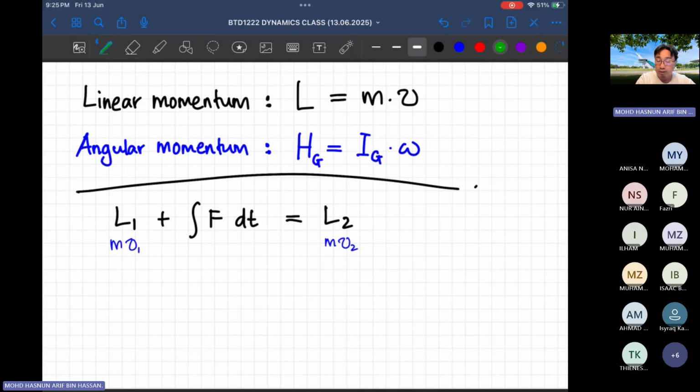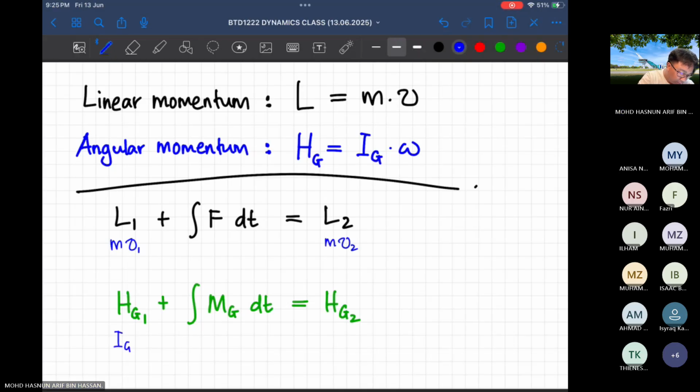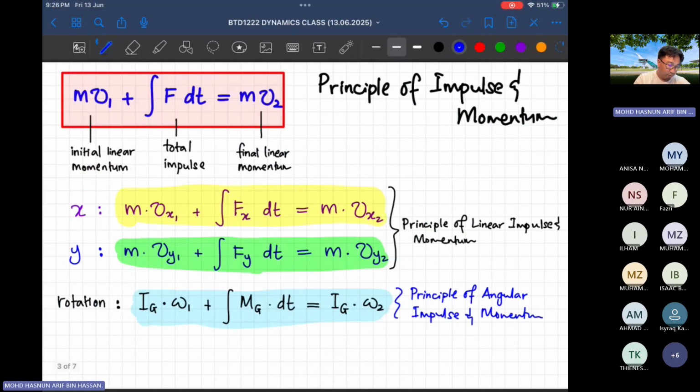Same goes for the principle of angular impulse and momentum. We can write this as H1 plus the integration of moment Mg dt, or you can write it as Hg1, because we need to know which point we calculate about, equal to Hg2. So Hg1 is Ig omega 1, and Hg2 is Ig omega 2. This is just for your information, because you can also use this. The earlier form is more practical to use.